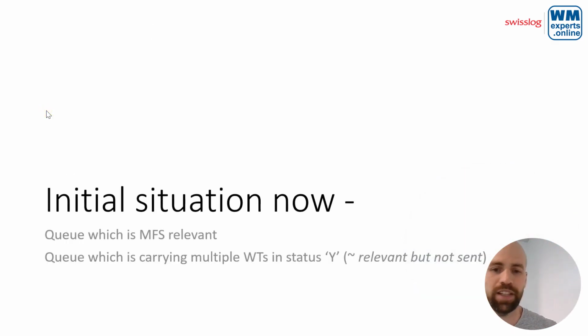Good. So let's start with the example. We know what we want to do: remove a HU from the rack. We know roughly how the communication protocol works. And now we have the initial situation that we have a queue which is relevant for MFS. In this queue, there are multiple tasks. So, for example, for this ASRS, multiple HUs have to be removed from stock. All those tasks carry the status Y in the KZ subfield that I showed you before. And status Y means they are relevant to be communicated via a telegram, but the telegram has not been sent yet.